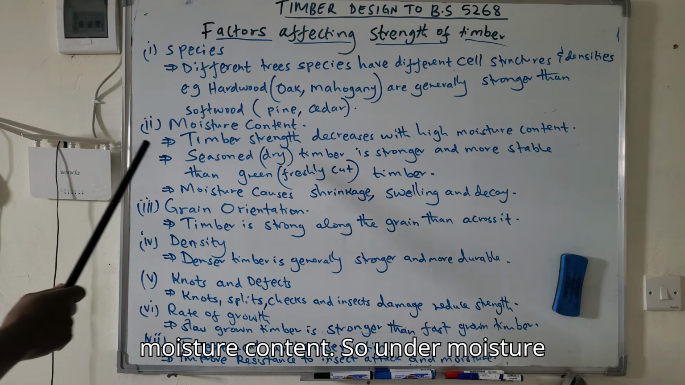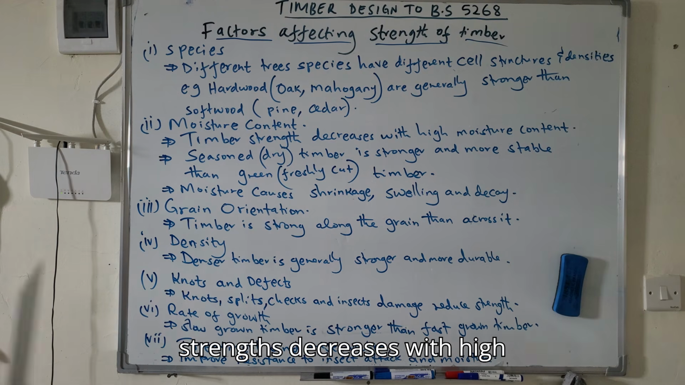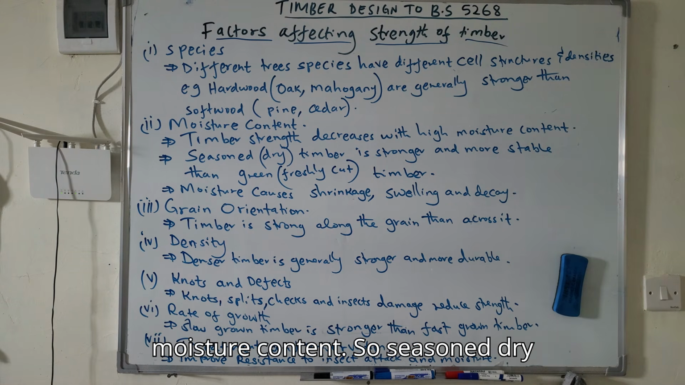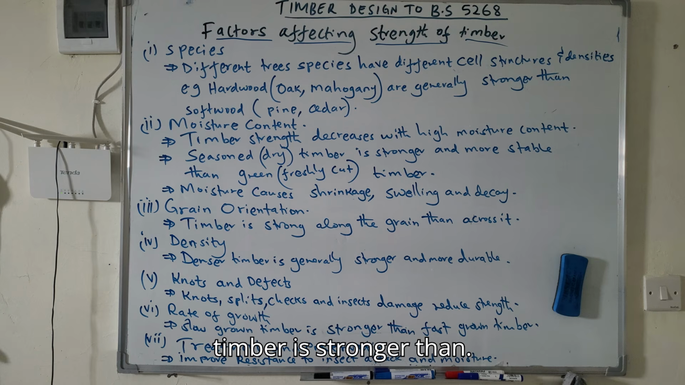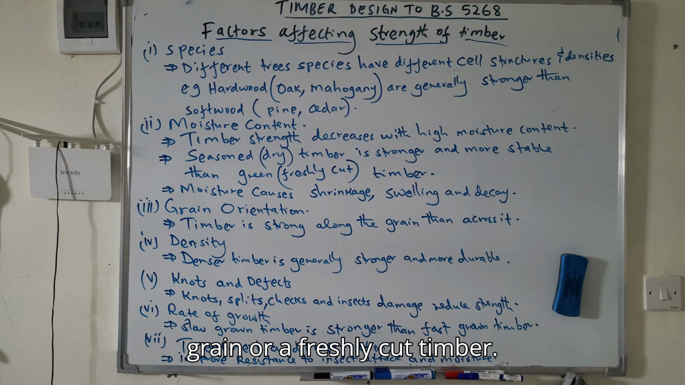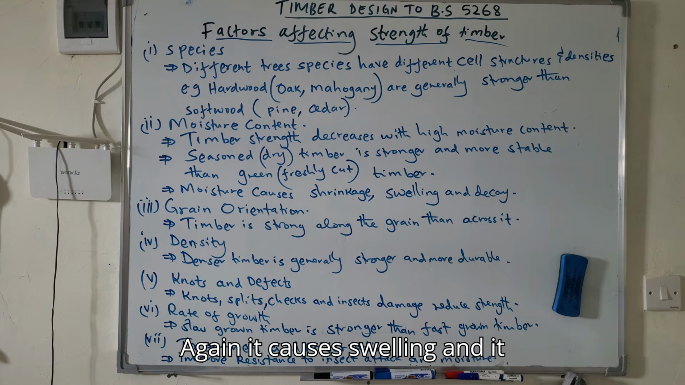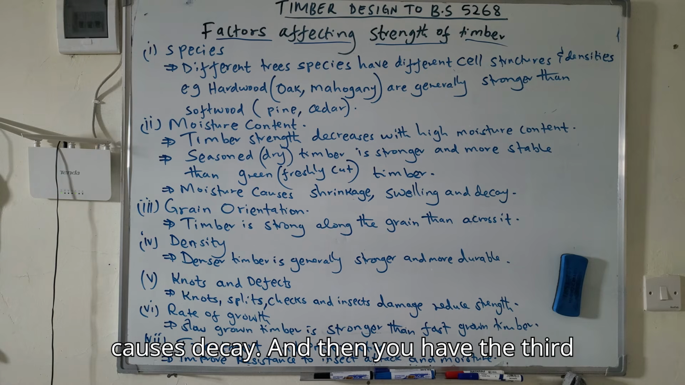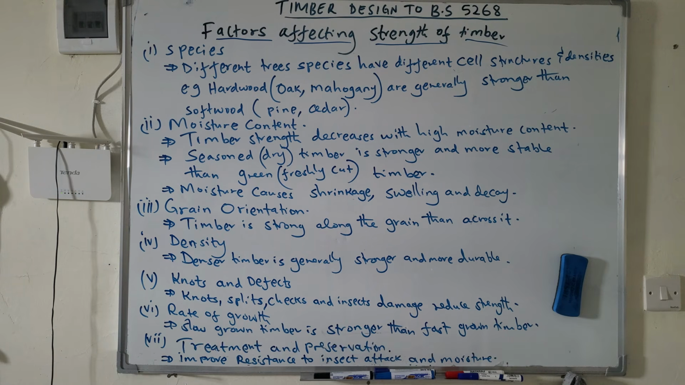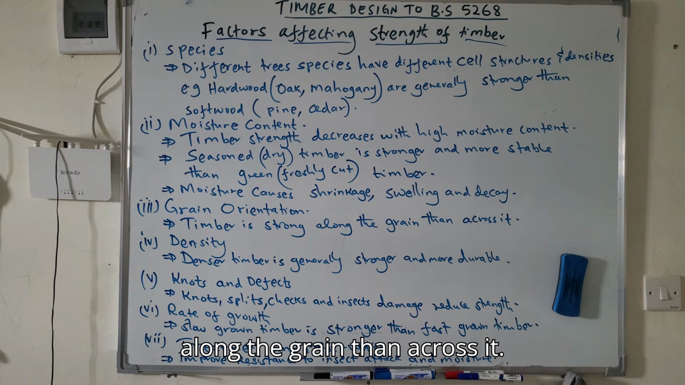Number two, we have moisture content. Under moisture content, timber strength decreases with high moisture content. Seasoned dry timber is stronger and more stable than green or freshly cut timber. Moisture causes shrinkage, it causes swelling, and it causes decay. And then you have the third one, grain orientation. Under this, timber is stronger along the grain than across it.